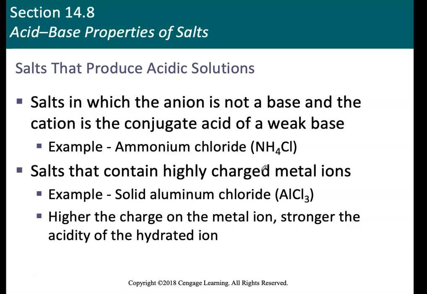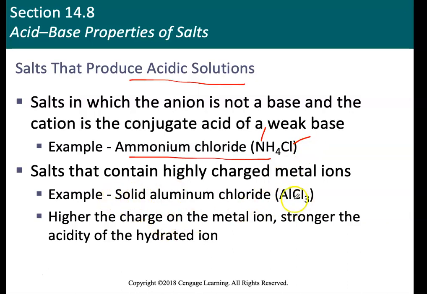What about the other type of salt? Salt that produces an acidic solution. And you might have guessed, if we have a salt that comes from a weak base, this is going to give us an acidic sort of solution. So let's consider a salt that comes from a weak base, ammonium chloride. Why? Because ammonia is a weak base, chloride comes from a strong acid. So you can see here that this is coming from a weak base and a strong acid.